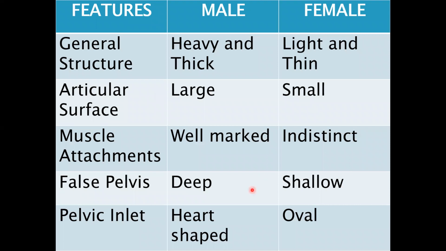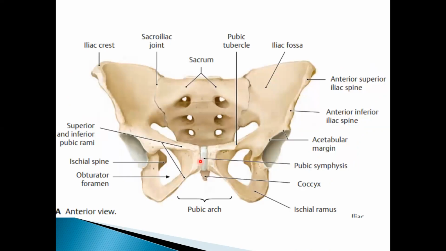The false pelvis is deep in males and shallow in females. Pelvic inlet is heart shaped in males and oval in females. Here you can see this is the female pelvis. It is short, shallow and wider.